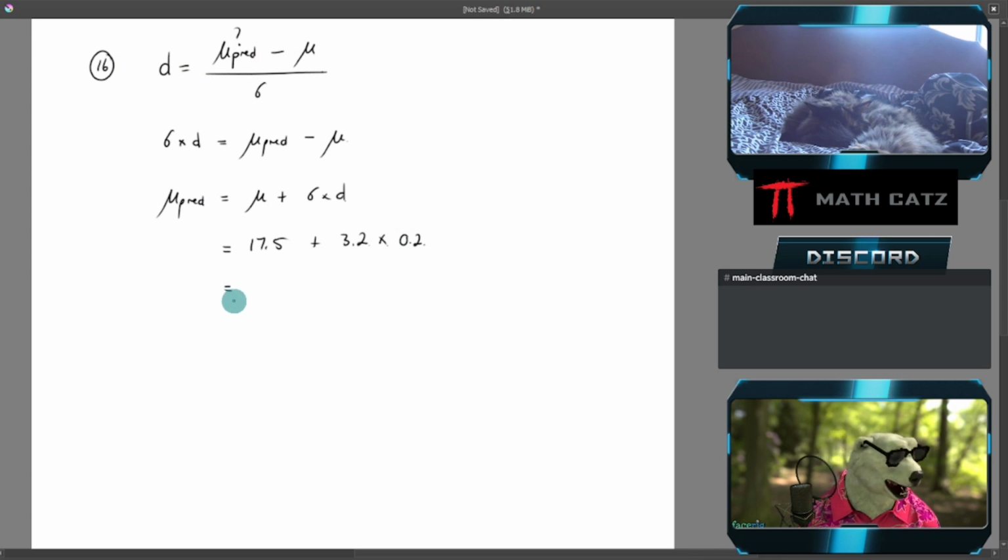Let's go to our calculator. So we show something in the chat. Where is my mouse? There's my mouse. So we'll calculate that. 17.5. You won't see what I'm typing until I finish typing it, but it's coming. Like so. 18.14.